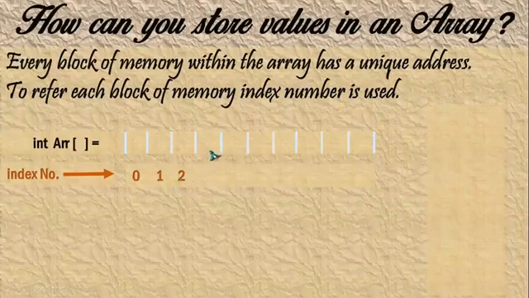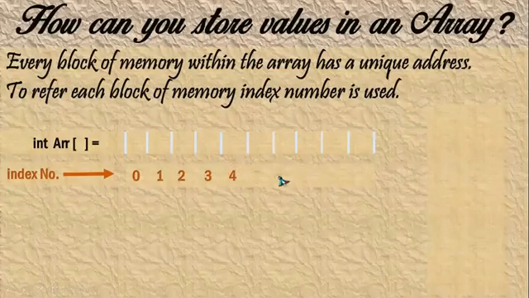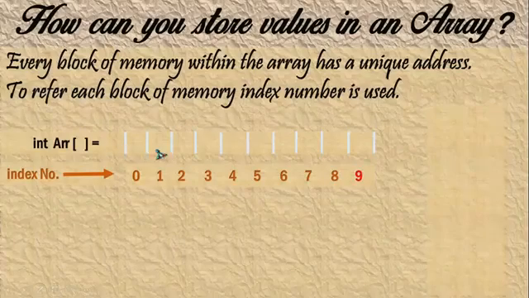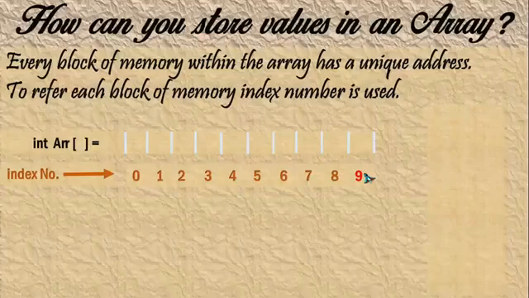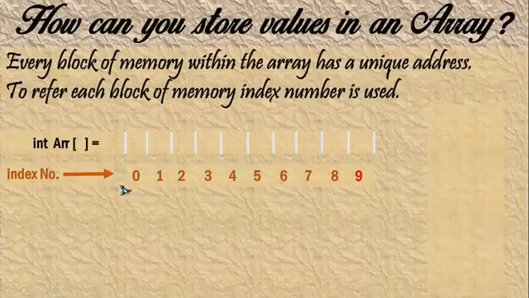Third will have 2, and so on, like that we will have up to 9. So if we have an array of 10 in size, the last index number will be 9. So that is 1 lesser than the array length. Now how do we store the value in that particular block? To store the value in the first block, which has index number 0, we will indicate inside this symbol, which means the address of that index.